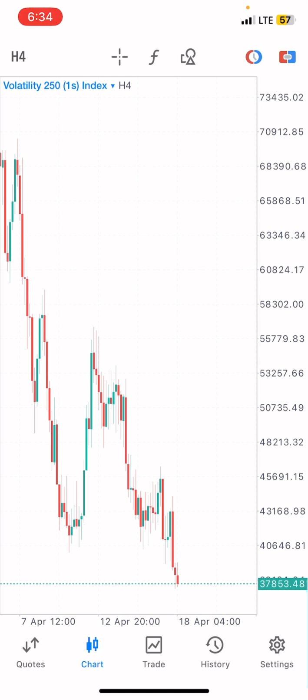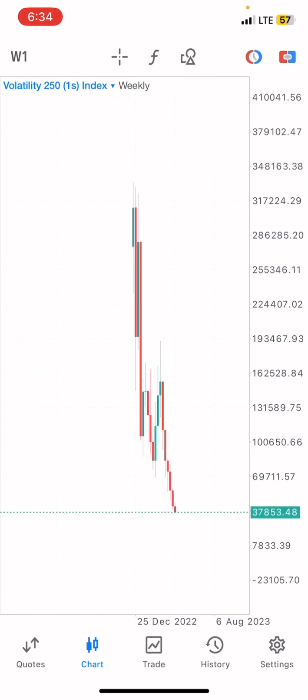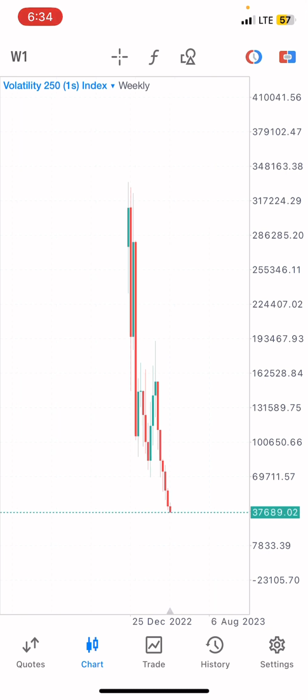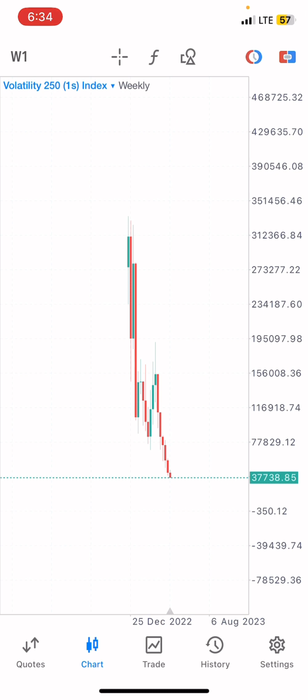You all know whenever you want to analyze, you start from the higher time frame, possibly the weekly time frame, which is the best time frame to start from whenever you want to analyze. So you can see the clearer picture of the market, how the market is moving, the overall market direction and all of that.